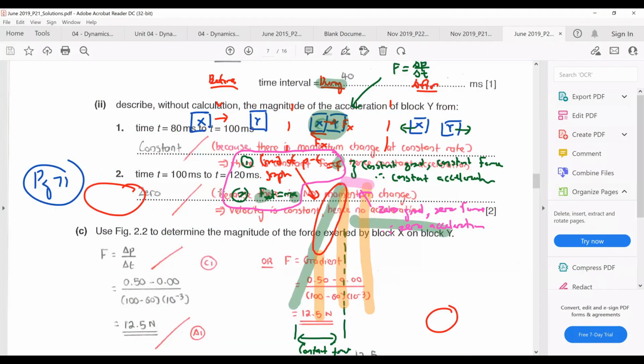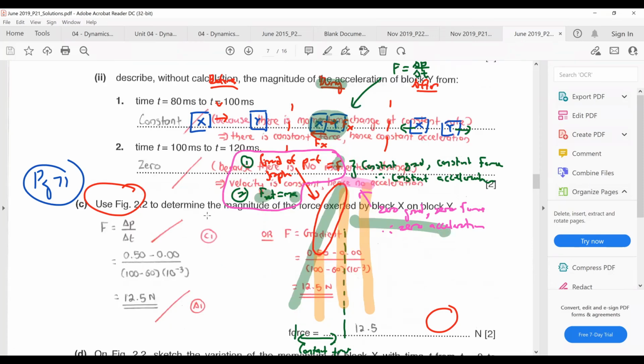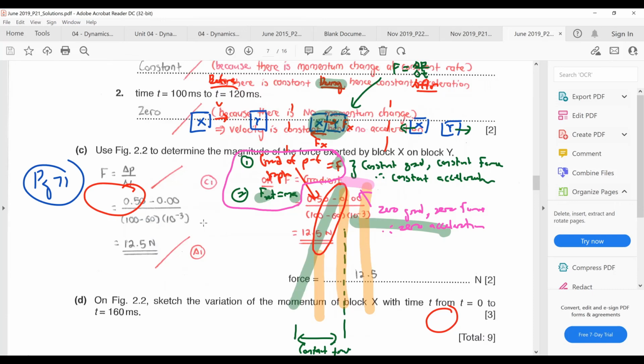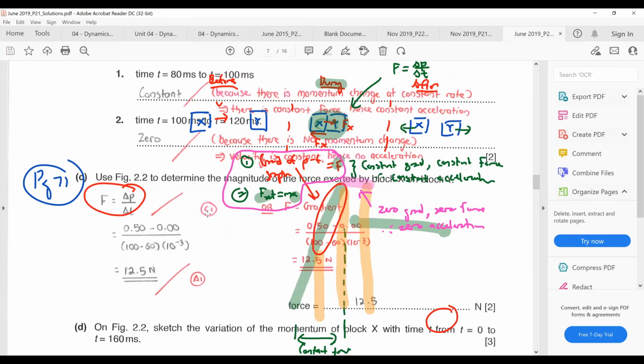Then after that, they ask you, use figure 2.2 to determine the magnitude of the force exerted by block X on block Y. Okay, what's the magnitude of the force exerted by block X on block Y? They're actually the same, equal and opposite, right? Okay.